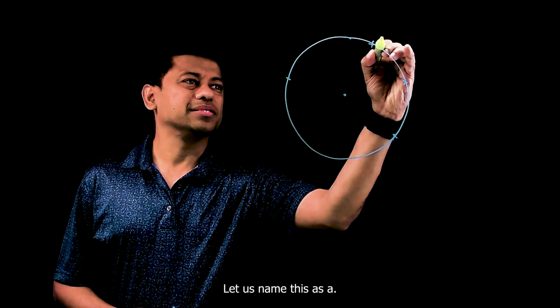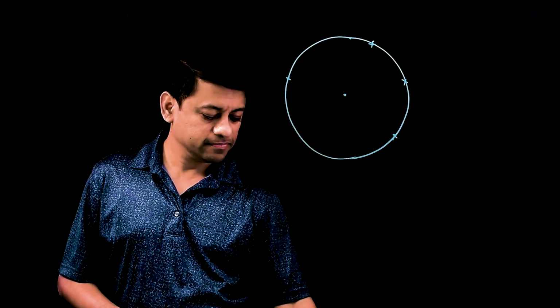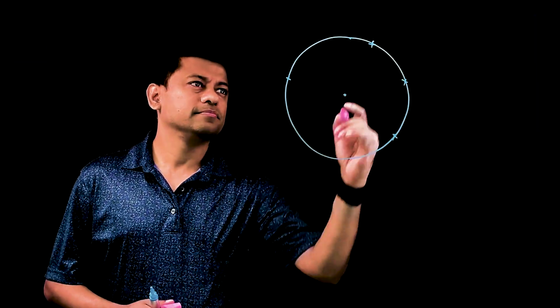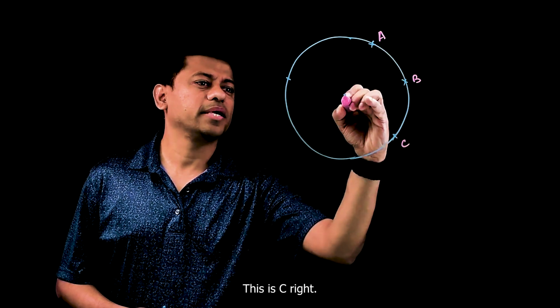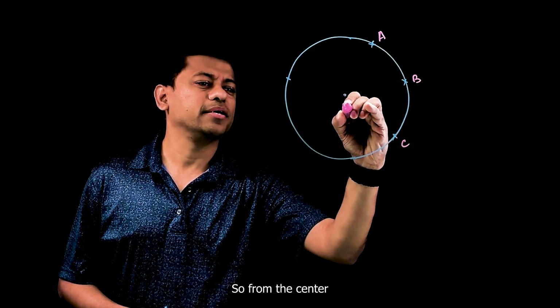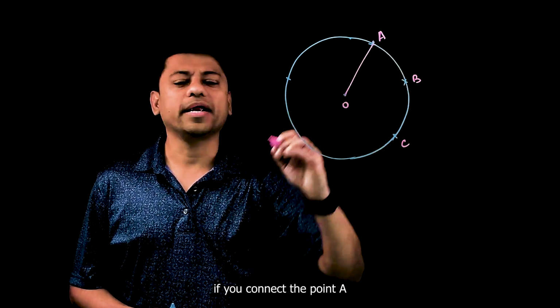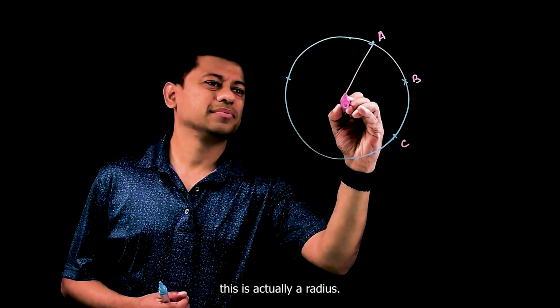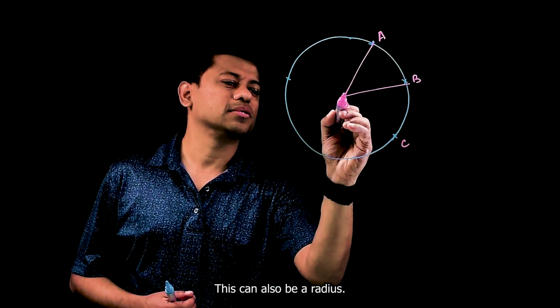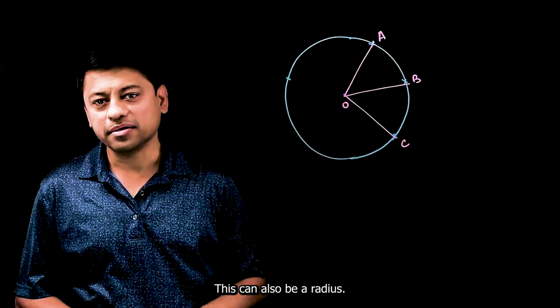So let's take a look. Let's name this as A, this is B, this is C, right? So from the center, if you connect the point A, this is actually a radius. This can also be a radius, or this can also be a radius.